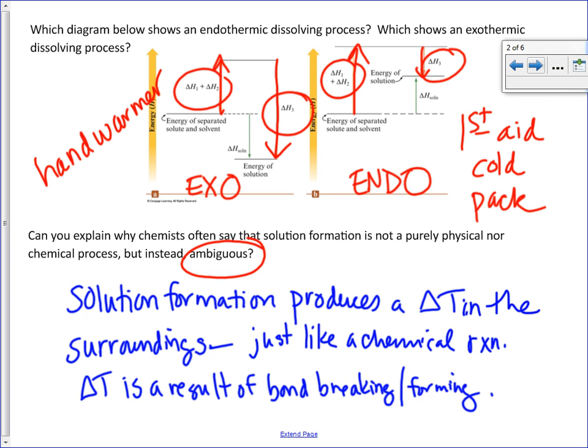But again, what keeps this from being purely classified as chemical is that we're not making a new substance here in a solution formation. It's a mixture. Okay? So let's add a note there that solution formation does not result in a new substance. It's just a physical mixture. It can be separated by physical methods.